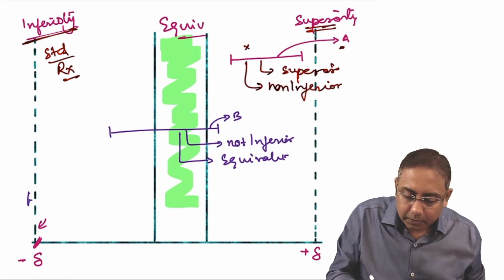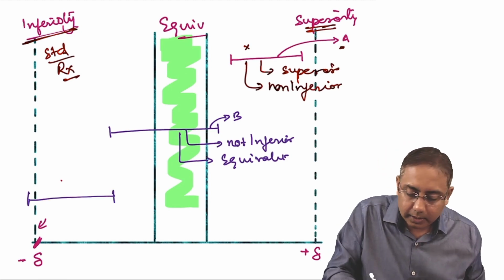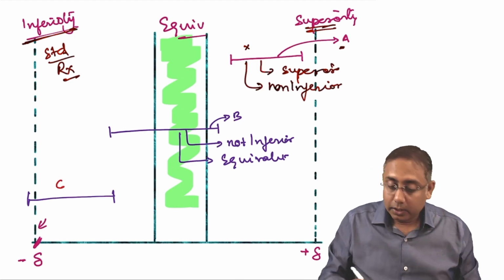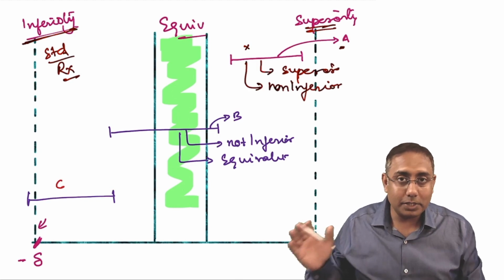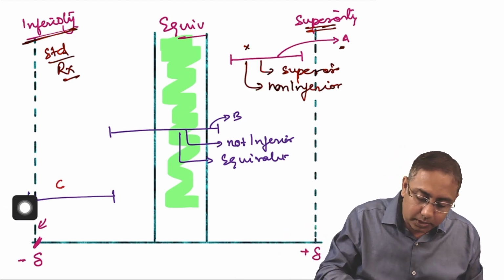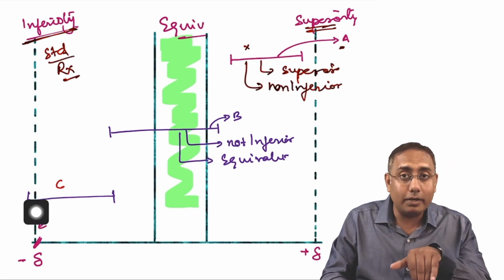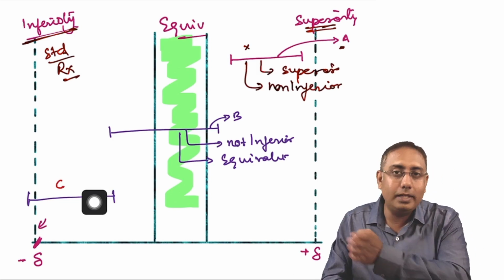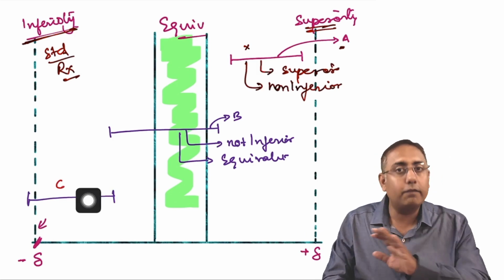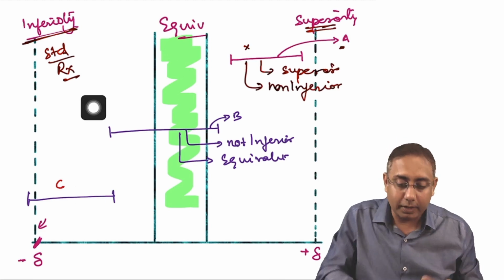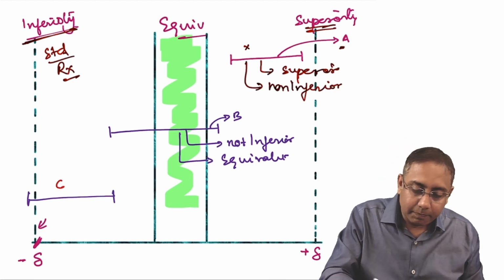What do you say about this? Let us say there is a study, trial number C or drug number C, which shows like this. This trial number C is interesting. It sometimes shows a negative or inferior effect, and sometimes an equivocal effect, towards the equivalent zone. Is it superior? Definitely not. Is it inferior? Kind of. Sometimes it is inferior.